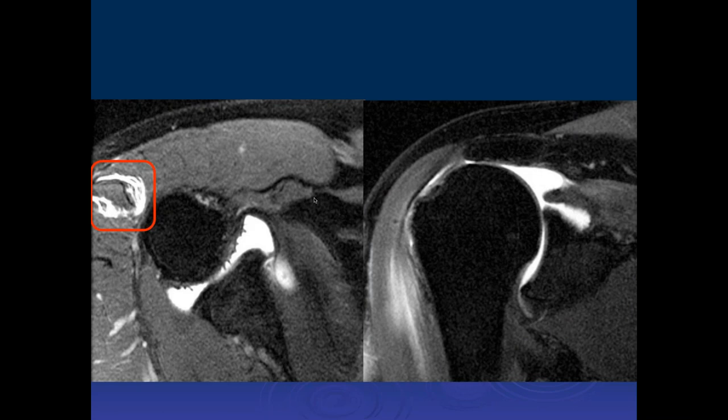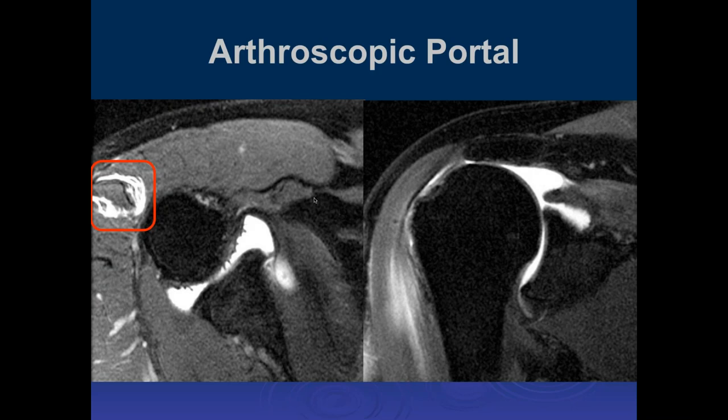So the contrast is going along the deltoid, the fascia. This patient actually did not have an injection. Oh, no injection. Yeah, but this turned out to be hemorrhage around an arthroscopic portal, with blood extending down along the deltoid.